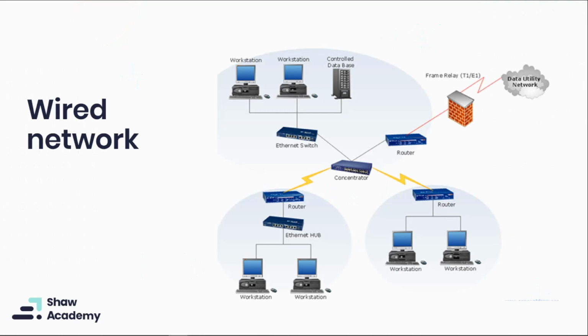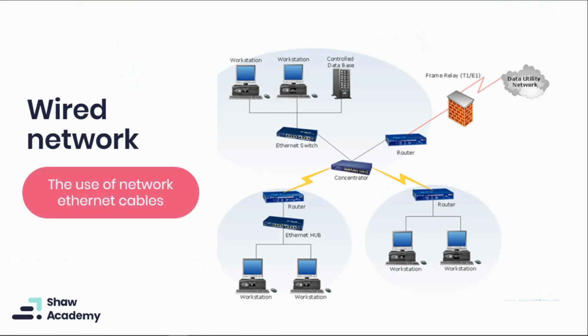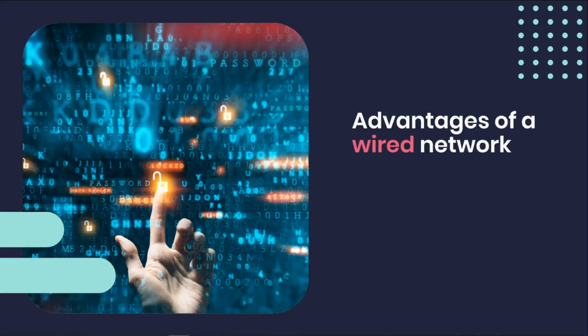A wired network is traditionally the use of network Ethernet cables that vary in speed, ranging from crossover cables, Cat5, Cat5e, and so on. Now, these cables can transmit data from 10 to 1,000 megabytes per second, depending on the cable type. They also connect devices in the network, such as computers and network printers, together to the ISP. Let's look at the main advantages of a wired network.